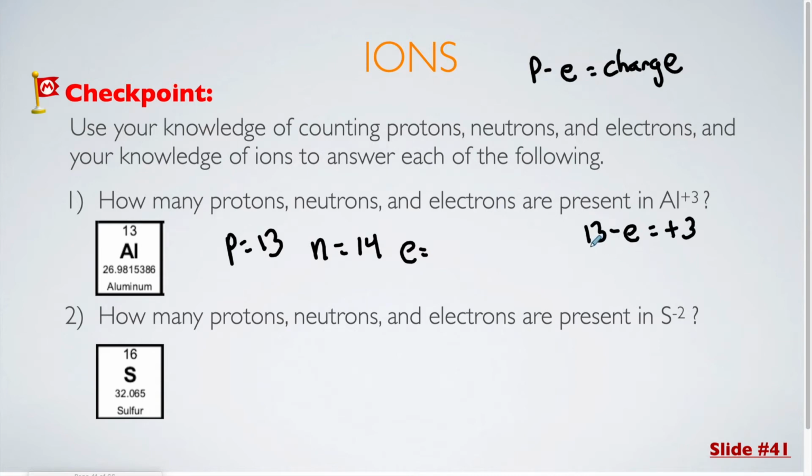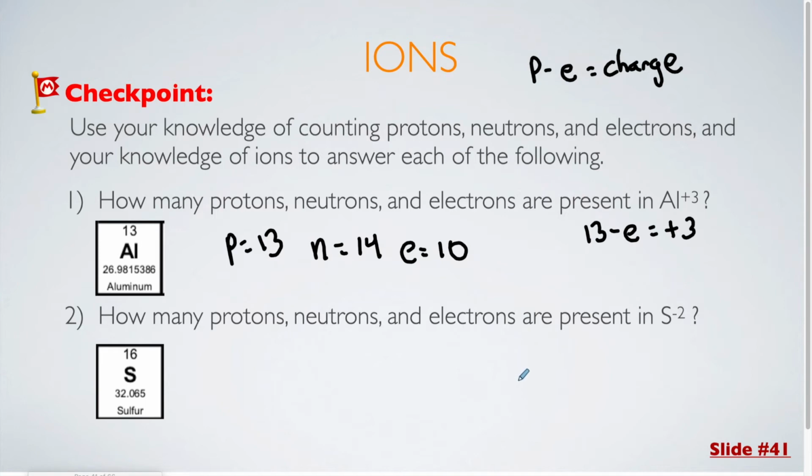So 13 minus something is going to be a +3. The only number that would fit here would be 10. 13 minus 10 would give us the +3. So that is our protons, neutrons, and electrons for a positive ion.